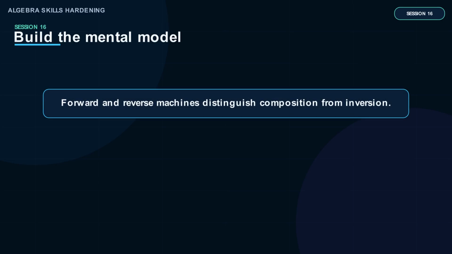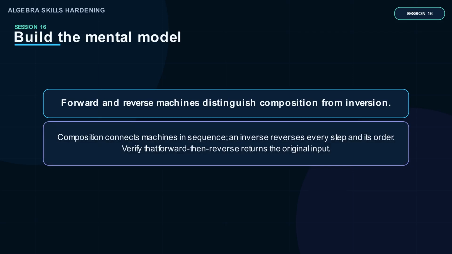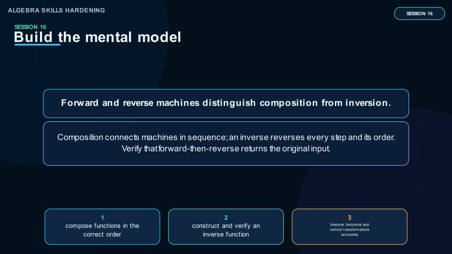Start with this picture. Forward and reverse machines distinguish composition from inversion. Composition connects machines in sequence, and inverse reverses every step and its order. Verify that forward then reverse returns the original input. The key distinction is this: compose functions in the correct order. Then, connect it to the second goal: construct and verify an inverse function.